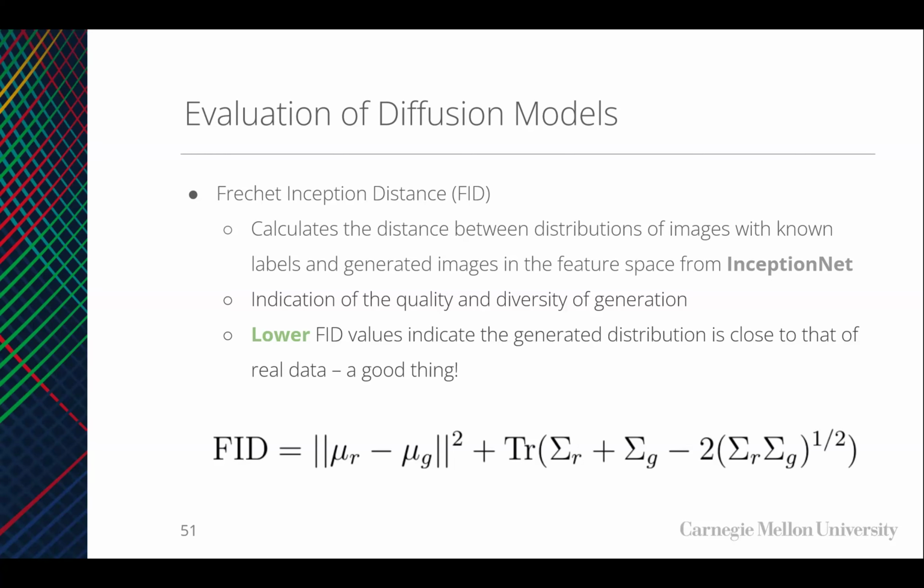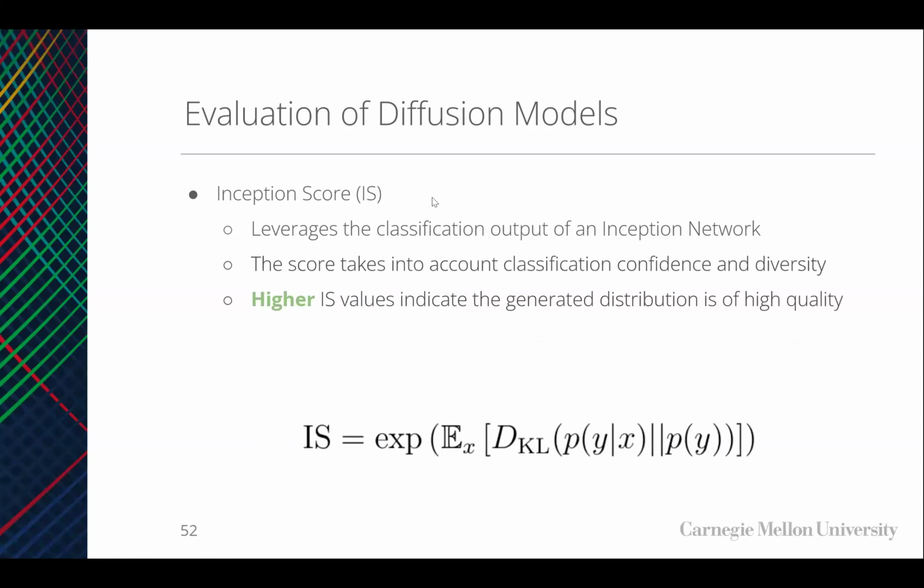Again, this is the equation. You will study exactly what these mean in further detail in your write-up, or through classes or online resources. But ultimately, the takeaway is that a lower FID value indicates that the generated distribution is closer to that of real data, which is nice.